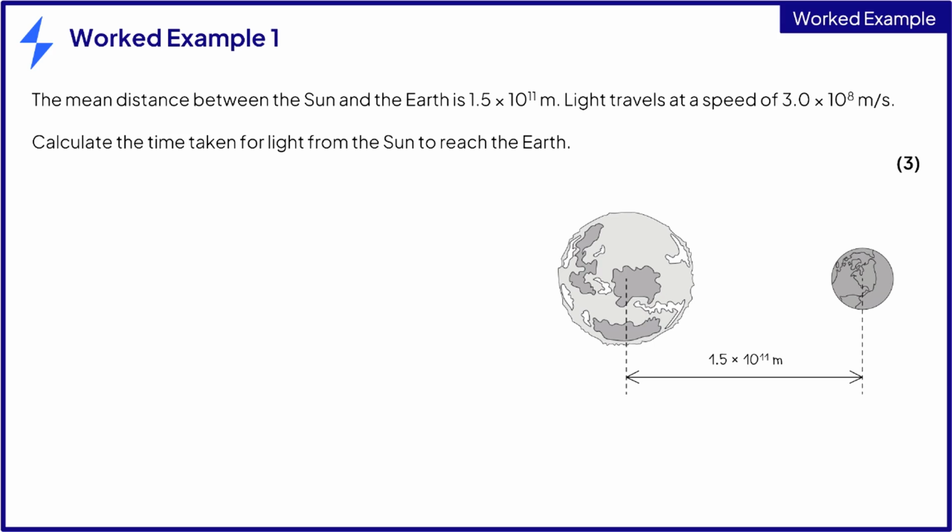The mean distance between the Sun and the Earth is 1.5 times 10 to the 11 meters. Light travels at a speed of 3 times 10 to the 8 meters per second. Calculate the time taken for light from the Sun to reach the Earth for 3 marks.